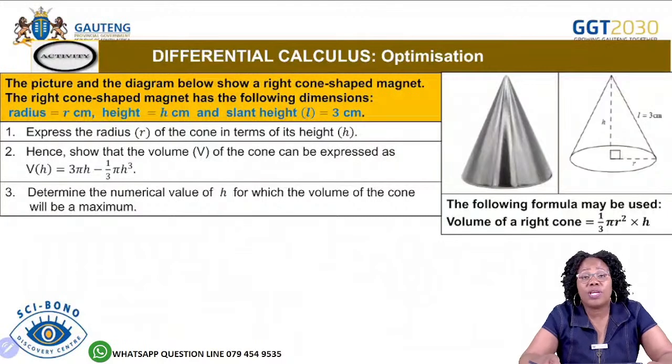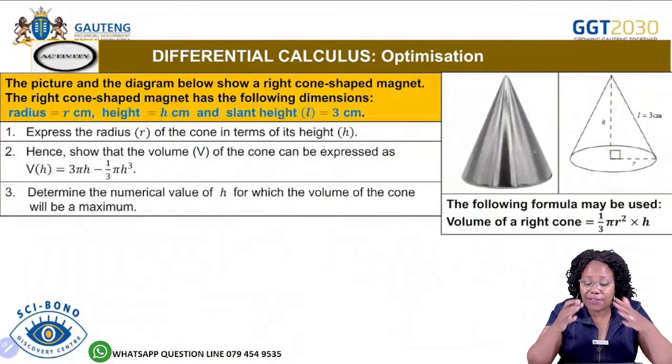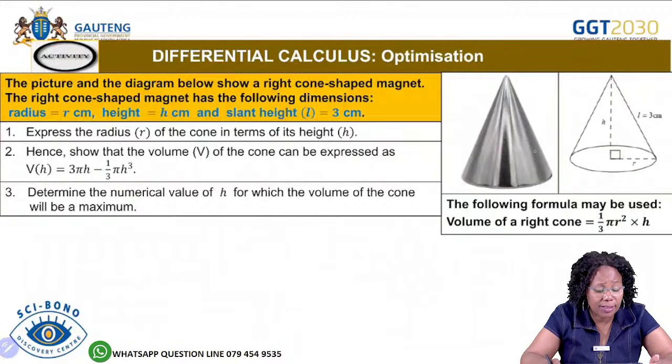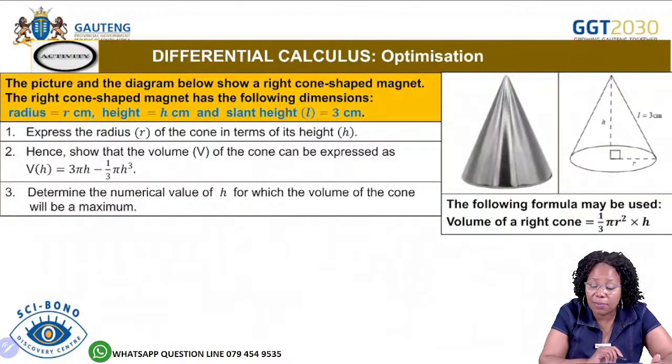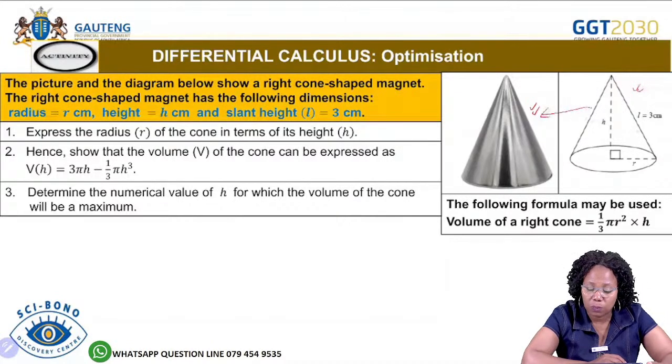And then now let's look at the one that is given to us here. The picture and the diagram below show a right cone shaped magnet. This is a magnet. It is crafted from a piece of a magnet. And then the right cone shaped magnet has the following dimensions. So here we are having the actual magnet, and then here we are having a diagram that is representing this magnet in terms of the dimensions now.